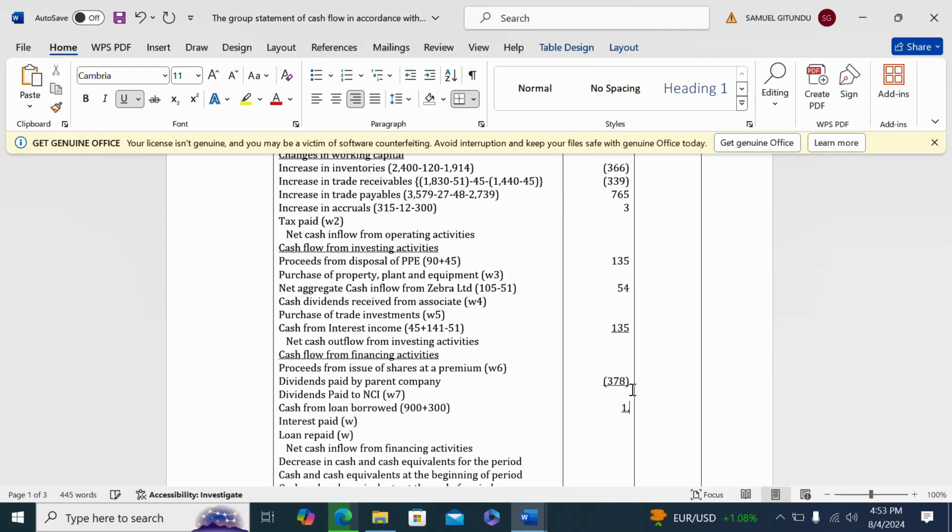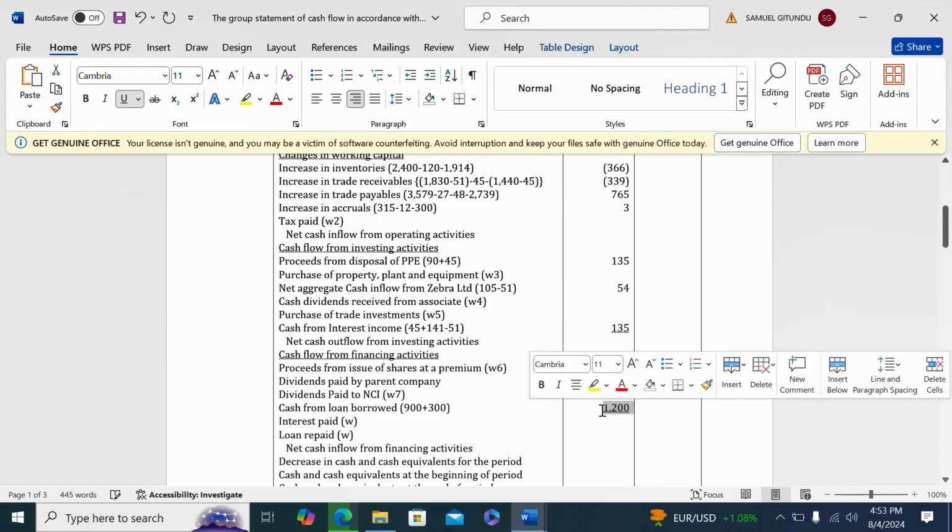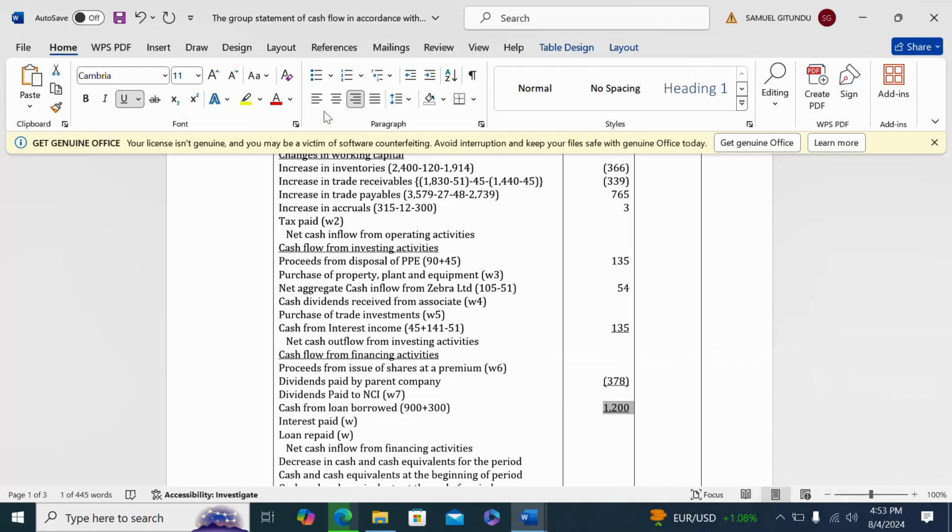Yeah, so that is 12 million. No, 1,200 million. So then interest paid we will need a working, and loan repaid we will need a working also.